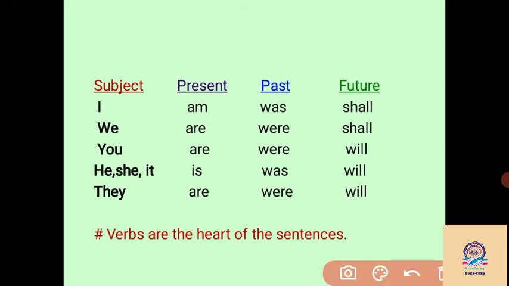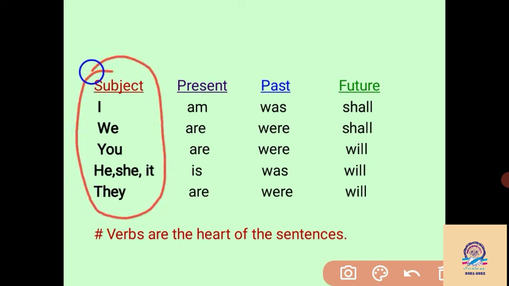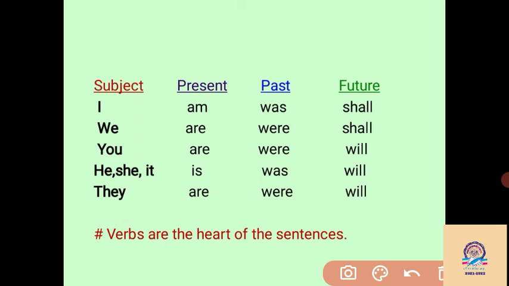For the present tense we have to use is, am, are. For the past tense we have to use was, were as the auxiliary. And for the future tense we have to use shall and will. But the subject must be the most important, so you have to learn this table by heart and understand it, for putting the proper auxiliary with the proper subject.